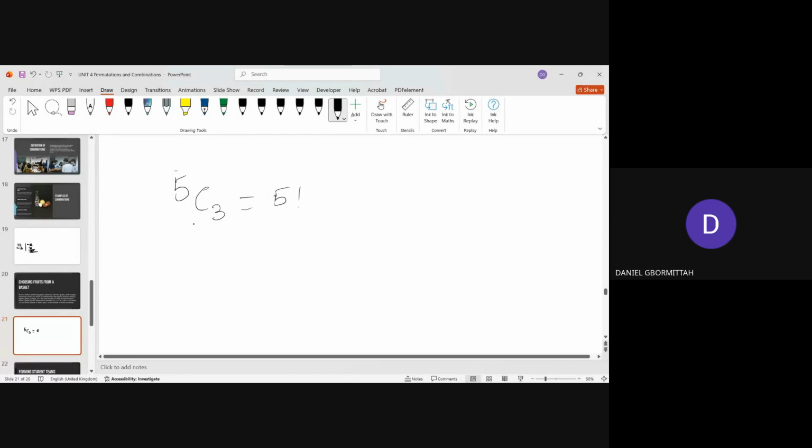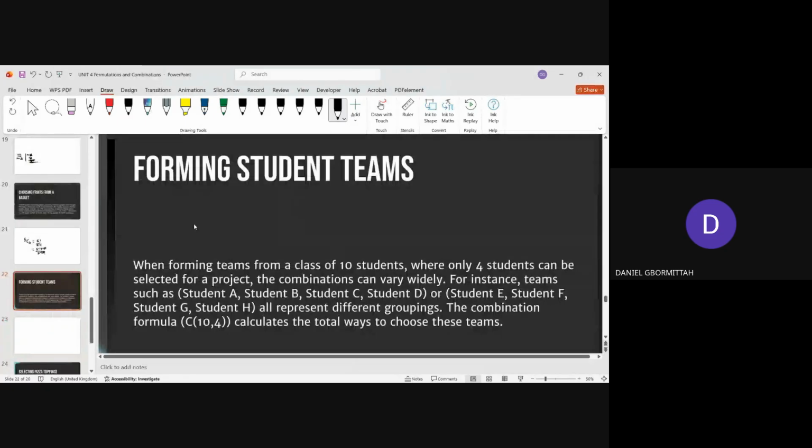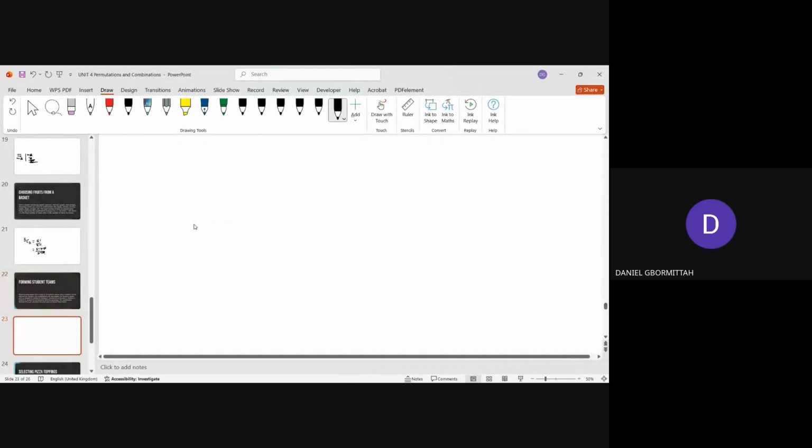So 5 factorial divided by 2 factorial times 3 factorial. Let's see if it is true. So that is 5 times 4 times 3 factorial divided by 2 times 3 factorial. So this and this goes. So it's 10. Okay, 10 ways. Always remember to add the ways.